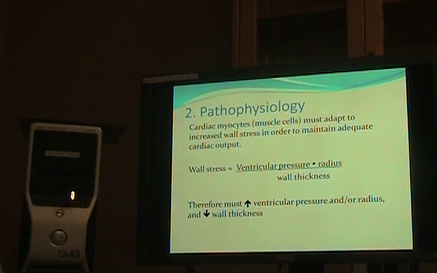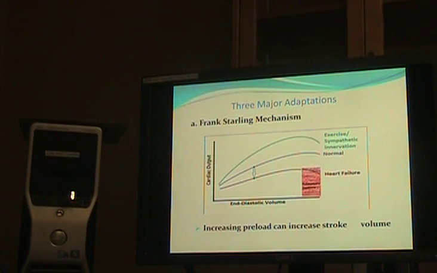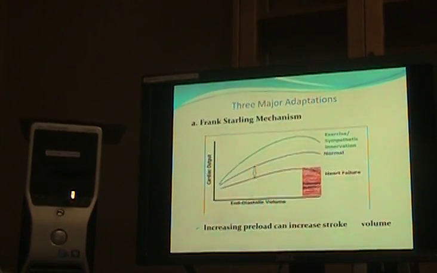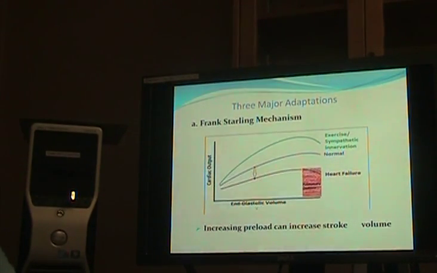Because of increased wall stress of a heart in many instances during cardiac failure, and other mechanisms in place, there are 3 major adaptations that the heart goes through in heart failure. One of them is the Frank-Starling mechanism, which looks at the ability of the myocardium to stretch during end diastole. End diastole, again, is a passive process. The heart is relaxing, it's filling with blood, and as it fills with blood, the myocytes are going to stretch.